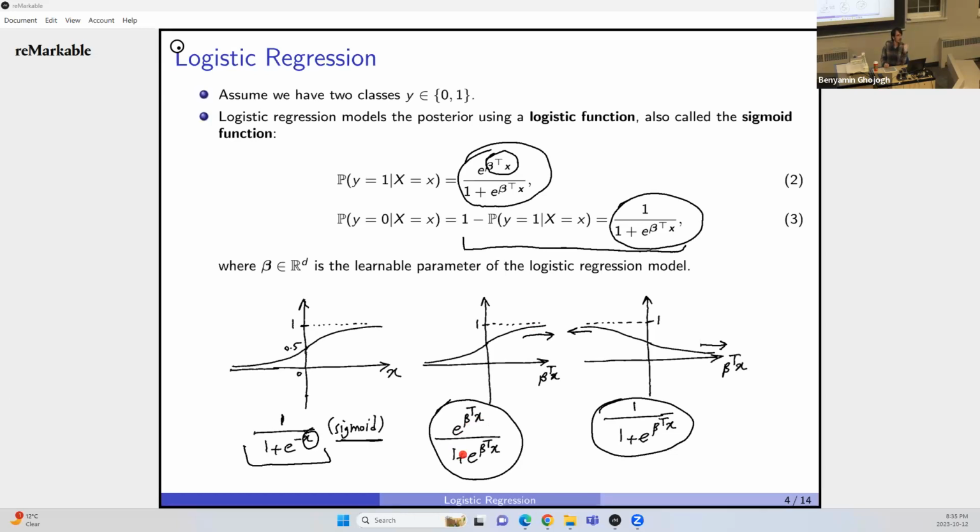Now take the limit where x goes to minus infinity. It becomes 0 over 1 plus 0, which becomes 0. Right? Okay. So I'm using these two as the probabilities of the classes. They sum to 1, and each of them is between 0 and 1. So I can use them as probabilities.